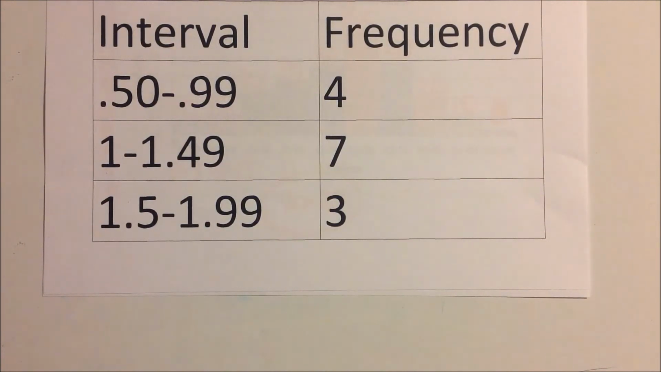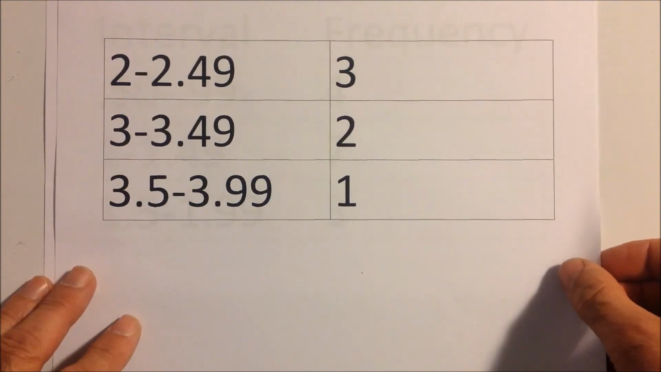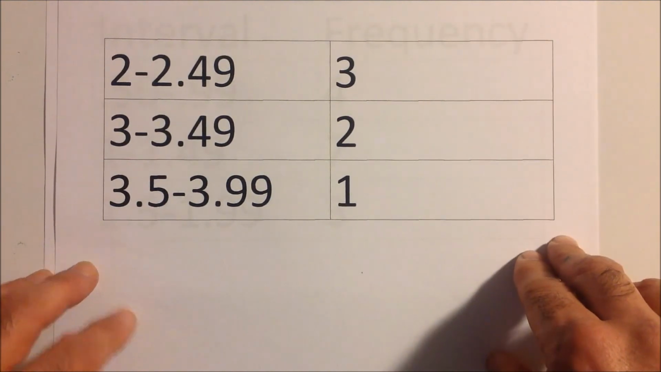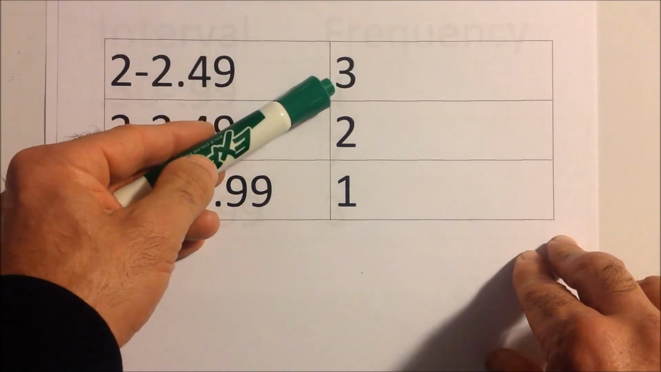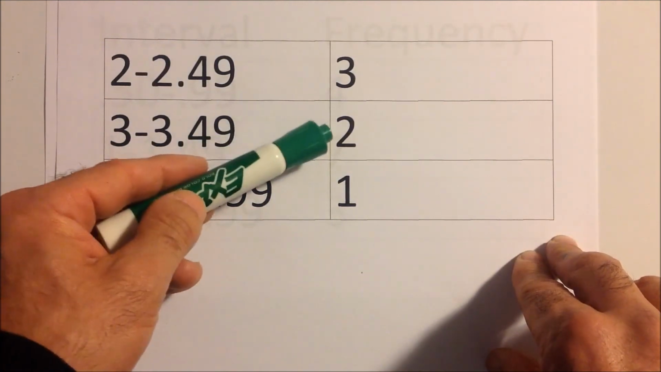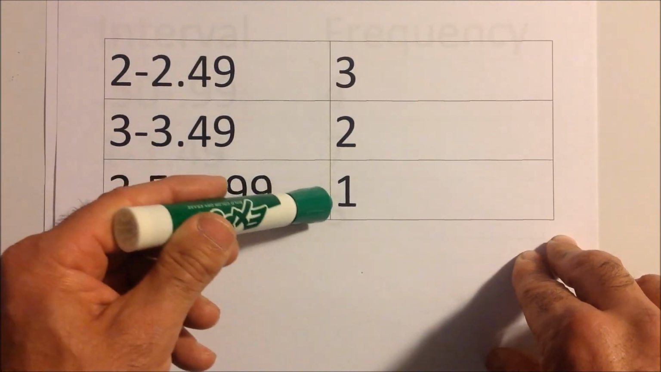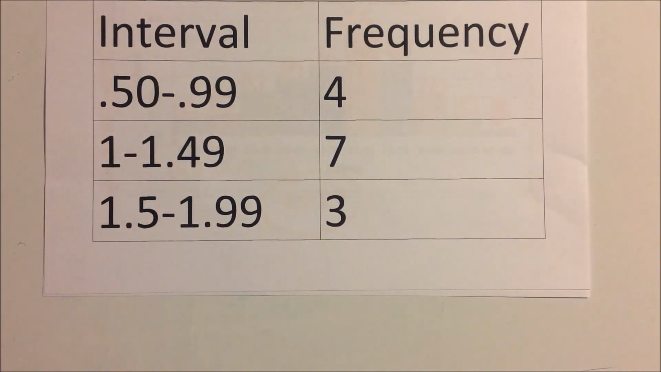And also, let's do another one over here. Here are the other intervals. For between $2 and $2.49, the frequency was 3. For between $3 and $3.49, the frequency was 2. Between $3.50 and $3.99, the frequency was 1. Okay, so here was the first 3. I want to pause the tape on that to write that down. And here were the next 3.